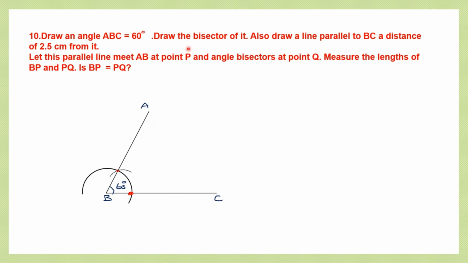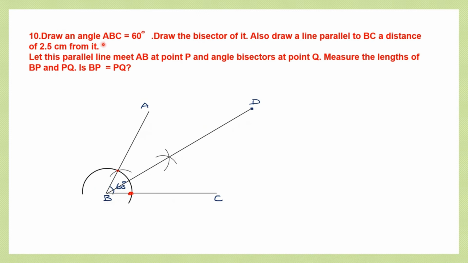Now the second part, draw the bisector of it. That means we're going to divide this into two equal halves, bisecting this. So we're going to take a compass needle, place it at this point, draw an arc here. Now we're going to place it at this point and cut that arc. Now there is a point of intersection of the two arcs. We are going to draw a line through it. So when we draw a line through it, what we have got now is the bisector of angle ABC. So let's name this point D. So that means BD is the bisector of angle ABC.